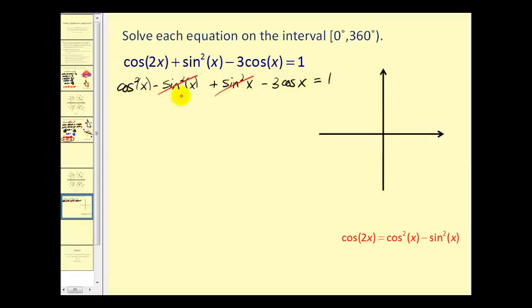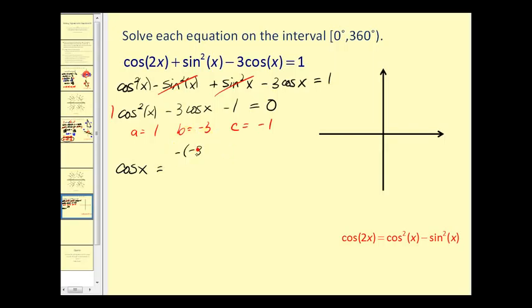Looks like it's in quadratic form, so let's go ahead and set it equal to 0. Now in the other problems that we've seen, this was always factorable. But now we've come across one that's in quadratic form but not factorable. So we're going to have to use the quadratic formula to find the possible solutions, where our a value will equal 1, b equals negative 3, and c equals negative 1. The difference here is instead of saying x equals, we're going to have cosine x equals negative b, or negative negative 3, plus or minus the square root of b squared minus 4ac all over 2 times a.